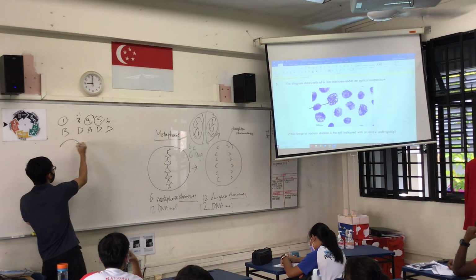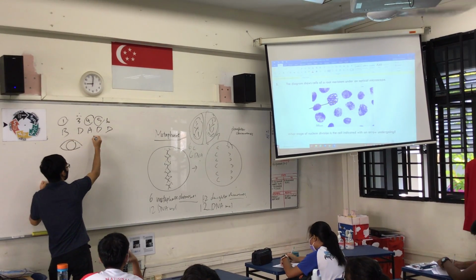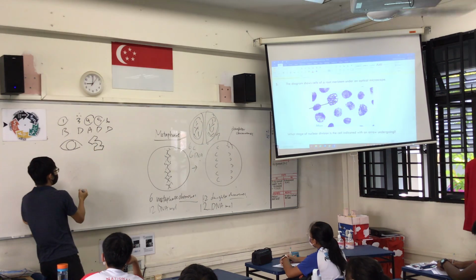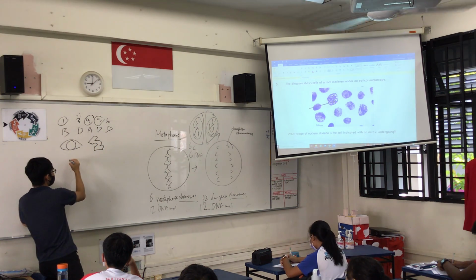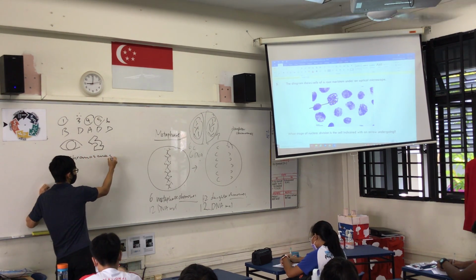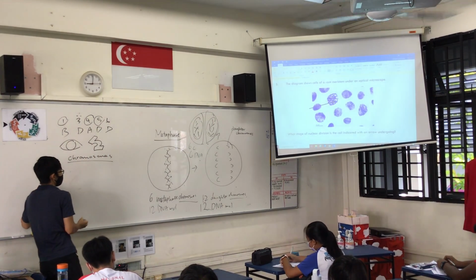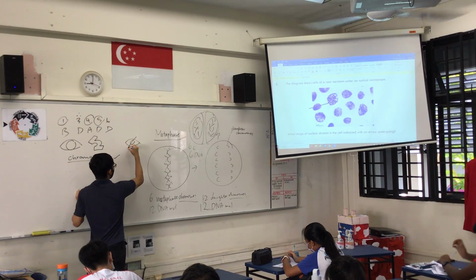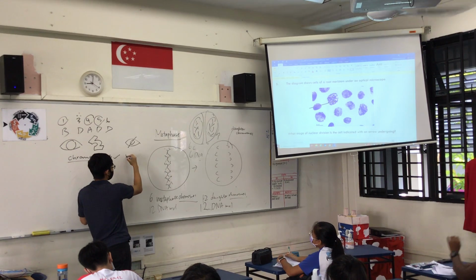Okay, so what can you see under the microscope? Let me draw a microscope, something like that. What can you see under a microscope? You can only see chromosomes. This is something you can see. What can't you see? Actually, you cannot see microtubules.